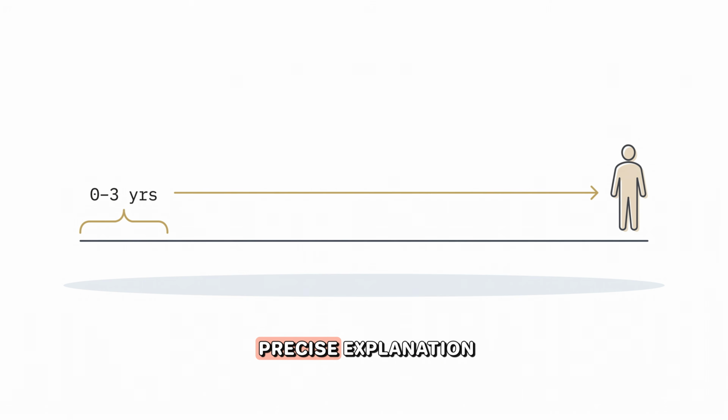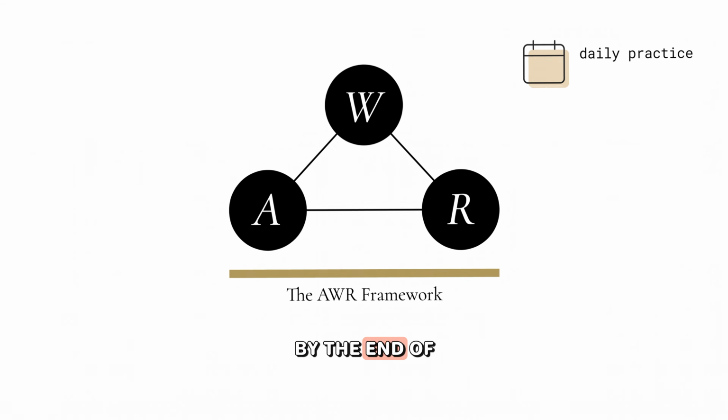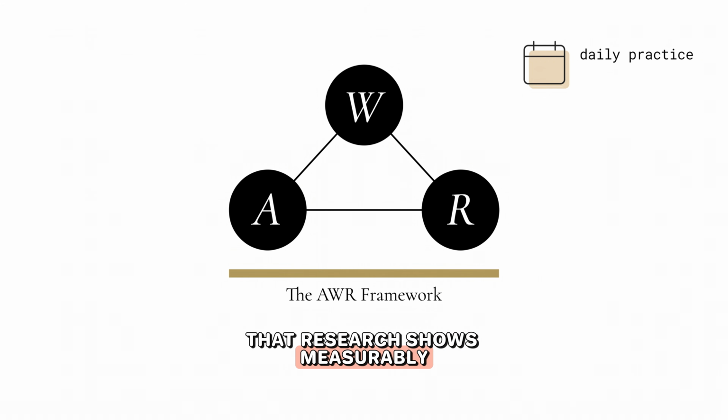Psychologists have a more precise explanation, and it reaches back to the first 3 years of your life. By the end of this video, you'll have the AWR framework, 3 steps, and 1 daily practice that research shows measurably shifts attachment patterns over time.